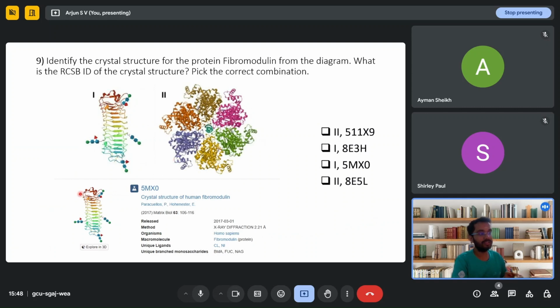This will be the first query that lands once you search fibromodulin. If you can see here, the structure they have given matches the first one here. The structure of fibromodulin is 1, and the ID they have given here is 5MX0, which is the RCSB ID. So the correct option is option 1, this structure, and the ID will be 5MX0.